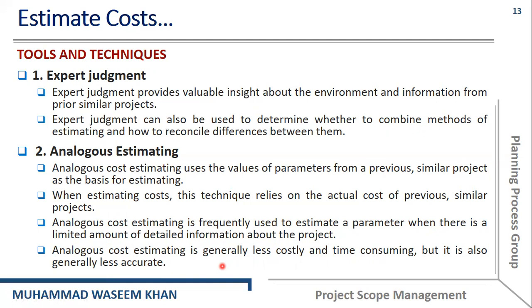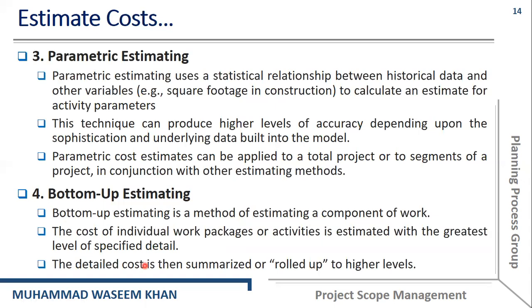Analogous estimation is a process in which we make decisions for the future project based on the data from similar past projects. That's why we can say it is less costly and less time consuming, but it is less accurate as well, because with the passage of time the conditions change. Due to the change in conditions, we can have a change in the data as well. In this technique we just focus on the previous past projects, and based on those projects we make decisions.